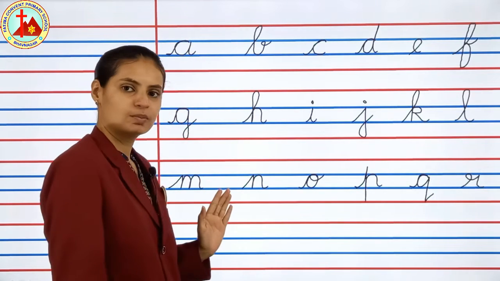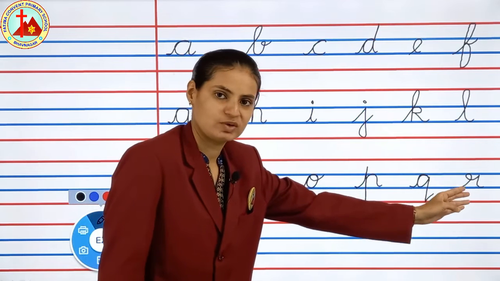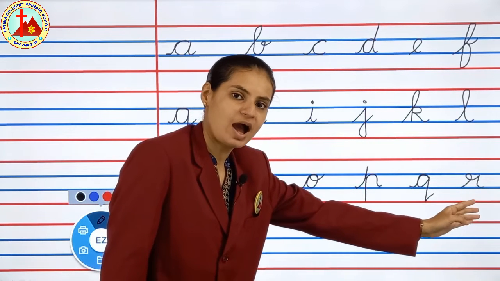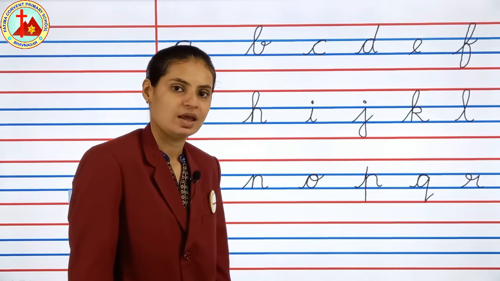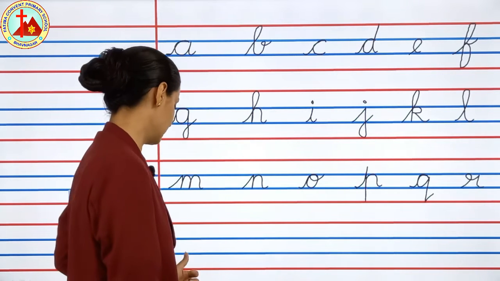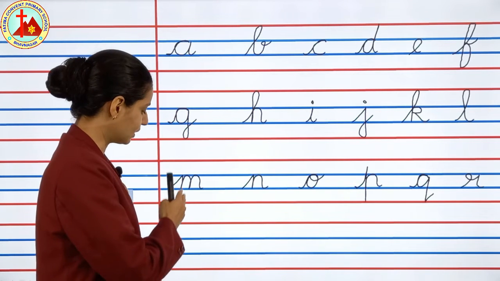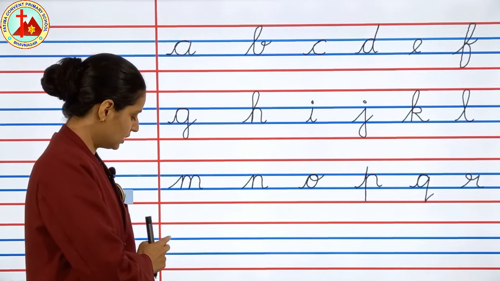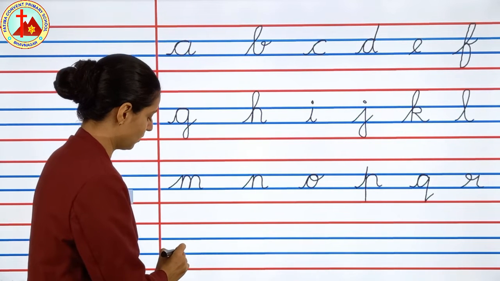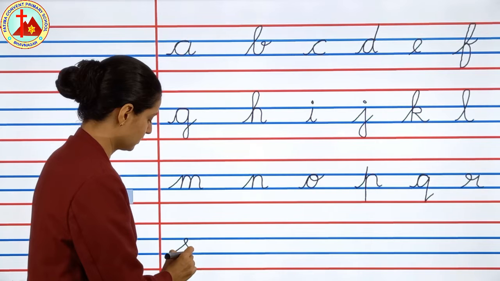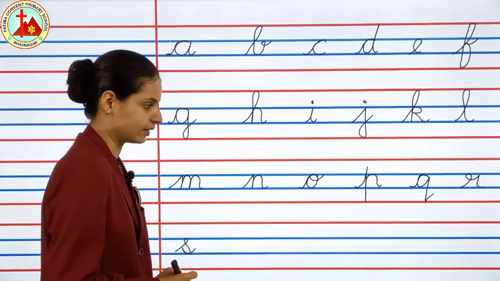Now let's move further to the fourth line. So here we have to see where we finished till letter R. So after R, which letter will come? S. Very good children. S we will write in the fourth line under the letter M near the red line. Write cursive small s. Okay, this is cursive small s.